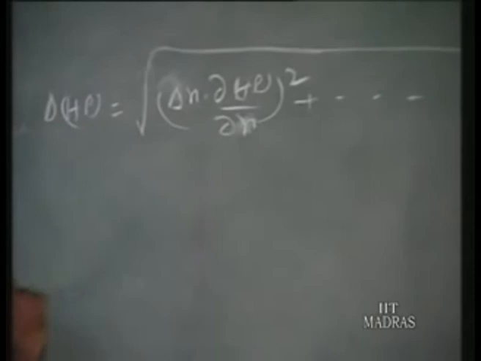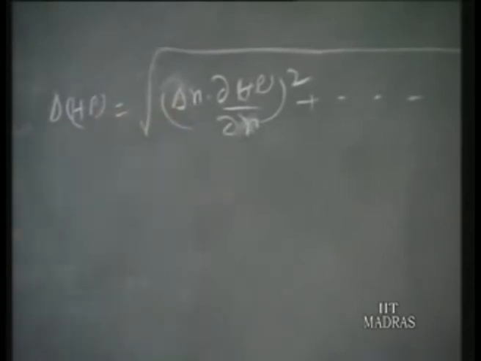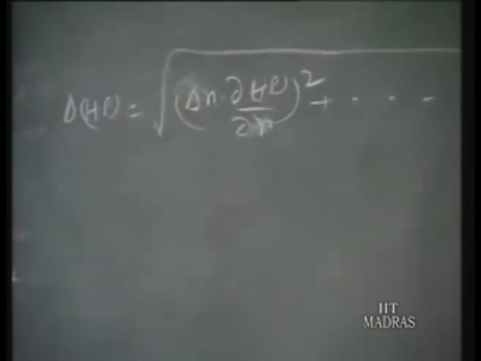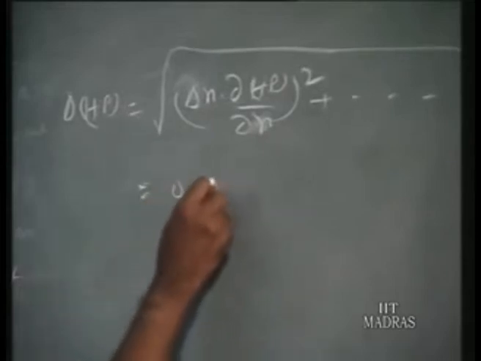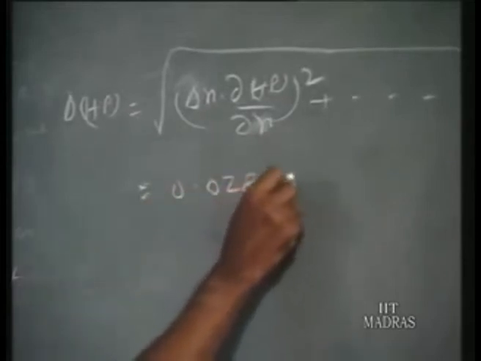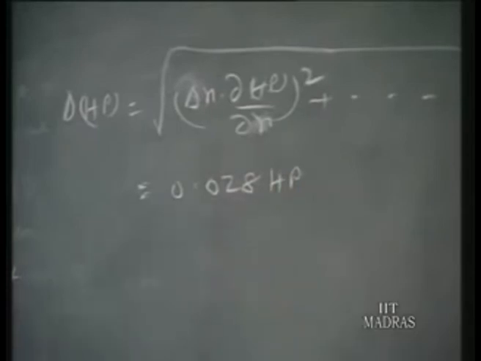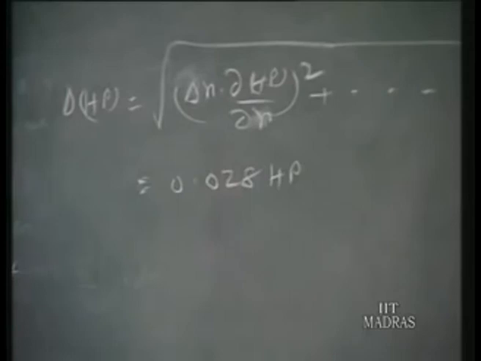And then if you substitute, delta n is given as 1, and dou Hp by dou n we have already calculated, and square it, and then you finally find the answer as 0.028 horsepower. This is the error. So, that is the error we have found out up to 2 significant figures, and it lies at the 3rd decimal place.